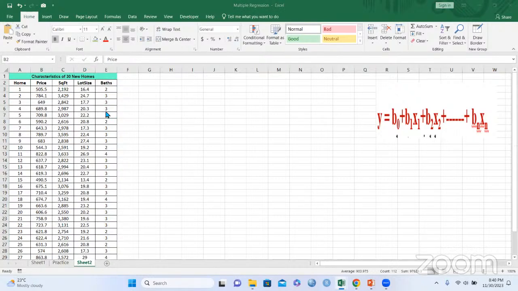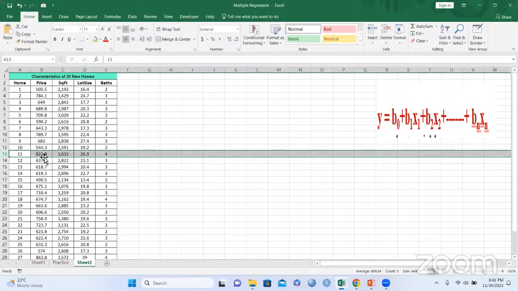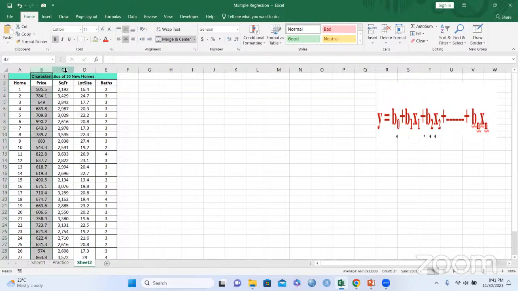Absolutely fine. So this is what one variable, price, is dependent on: square feet, lot size, bathrooms. If you see this one, price is 822, a very high price, because square feet is also more. It has got 4 bathrooms, and 26.9 lot size. So now as a statistician, you may want to find out which is the most impacting variable among these three. Price is definitely dependent on these three things. Do you feel square feet is more impacting, lot size is more impacting, or bathroom numbers are more impacting?